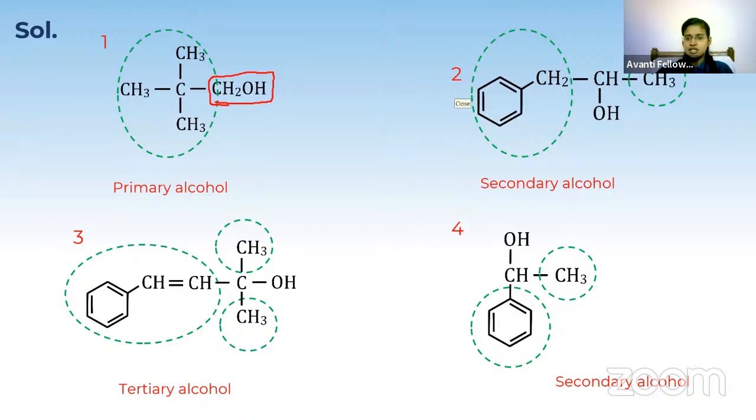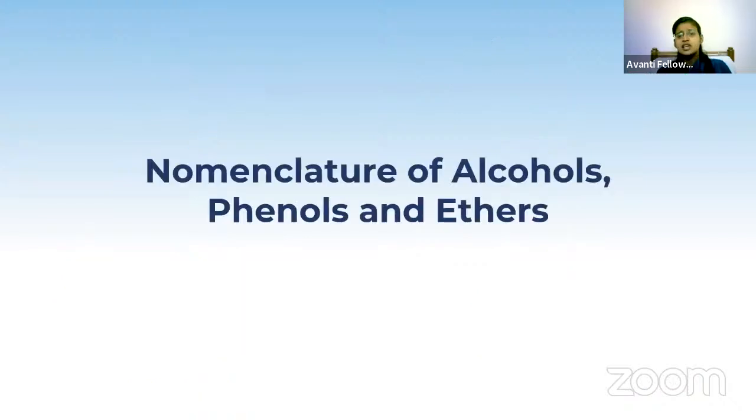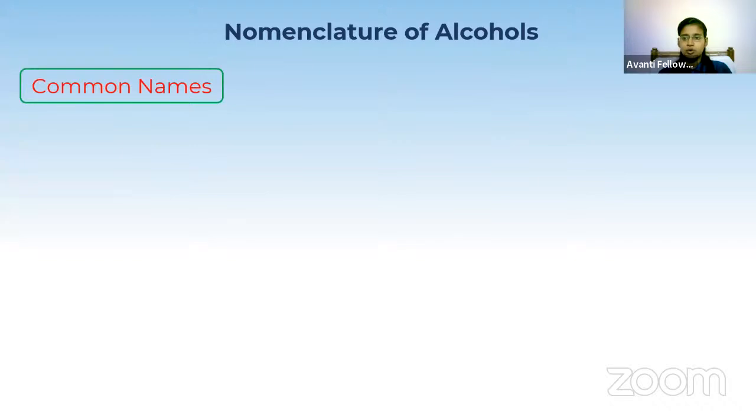Very good, students. So you all have understood the classification very nicely. Now let us go for the second topic, which is nomenclature of alcohols, phenols, and ethers. Let us go for the alcohols nomenclature first. What is meant by nomenclature? Naming, right? We are going to name the organic compound with two different types of name. One is called the common name and the other is called the IUPAC name. Let's go for the common name first.